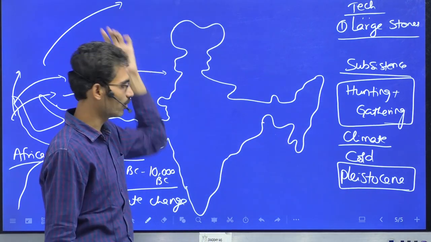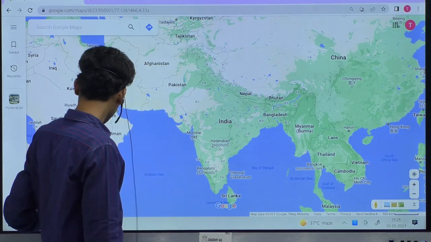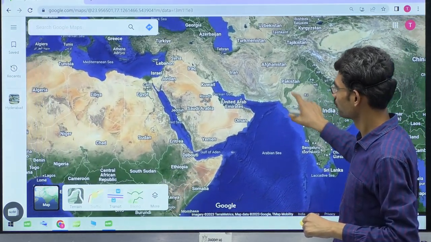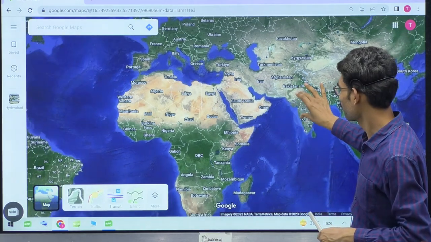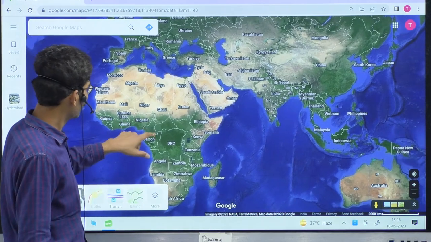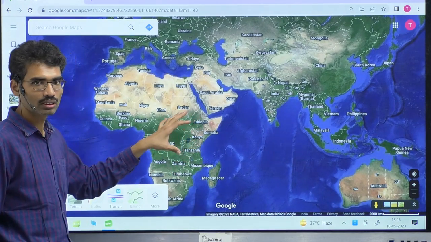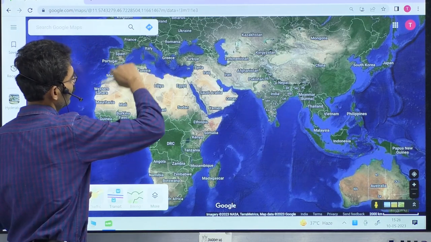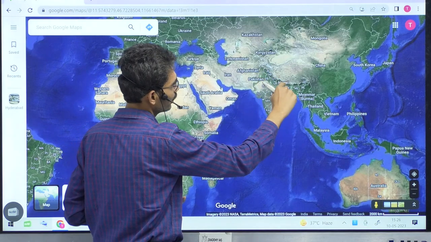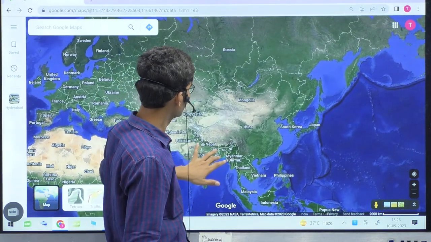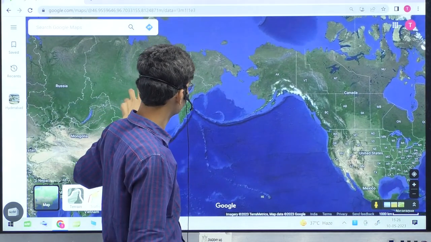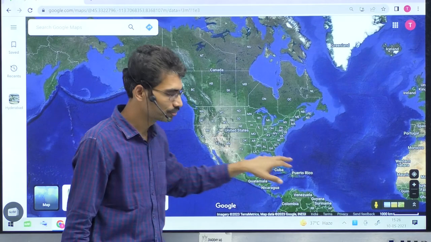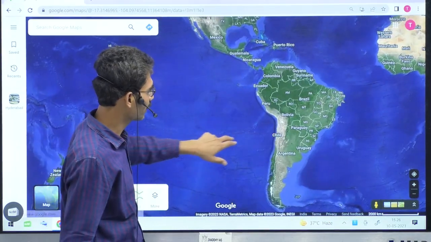Now you can see the entire area was completely covered with ice. This area was completely covered with ice. It becomes very difficult for the people to sustain in that environmental condition. So it is from this part near Ethiopia, where Homo sapiens evolved, that they started migrating, and somewhere from Morocco, they moved to Europe, from here, Saudi Arabia, and finally India. From this, they spread to this, and here, here, and here. Here you will see some kind of connection. From there, they entered into North America and South America as well.